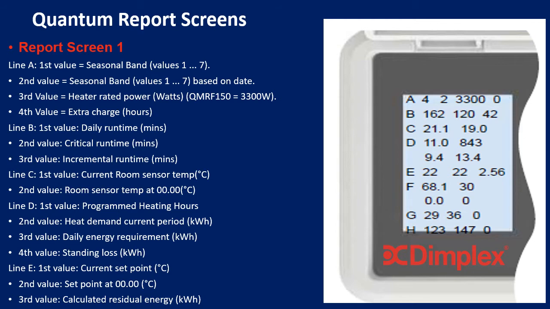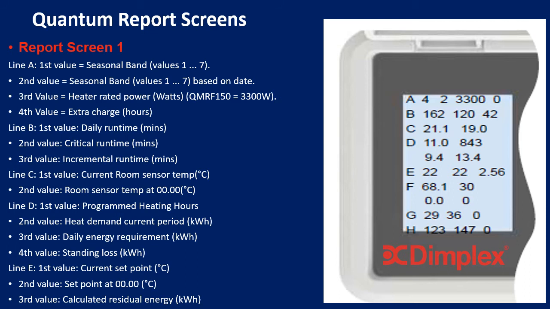Line D, the first value is the programmed heating hours. Second value is the heat demand current period. Third value is the daily energy requirement. Fourth value is the standing loss.